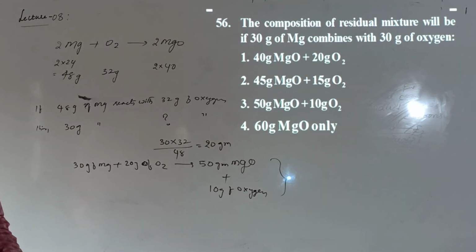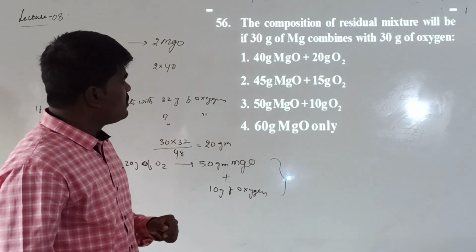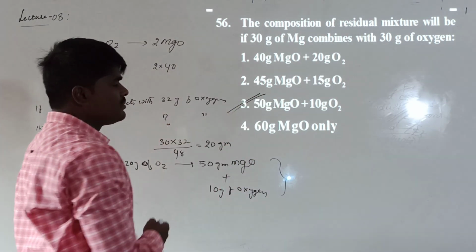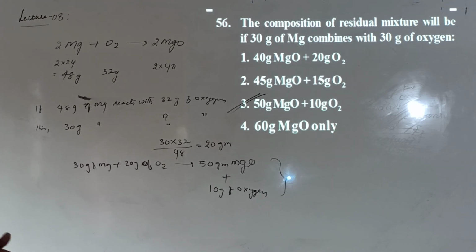If you establish the weight to weight relation, what is the proper composition? See here, you have the proper answer: 50 grams of magnesium oxide plus 10 grams of oxygen.